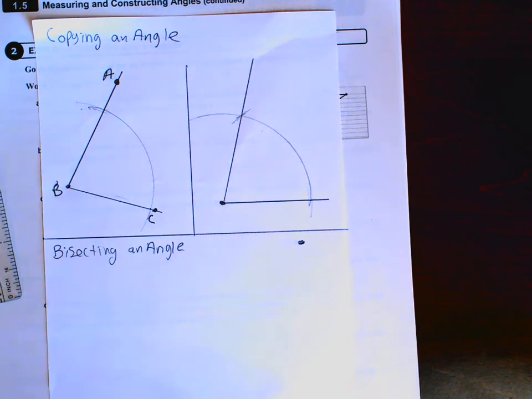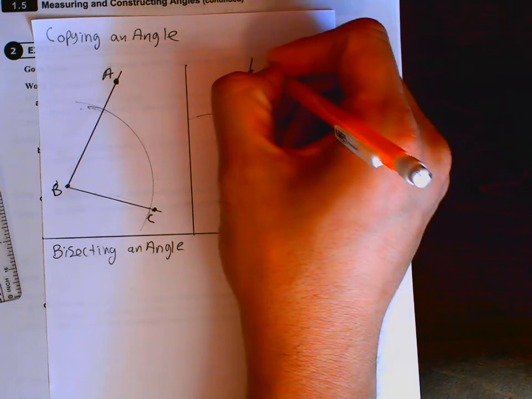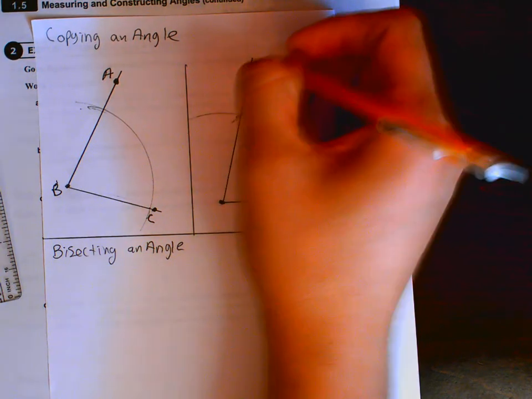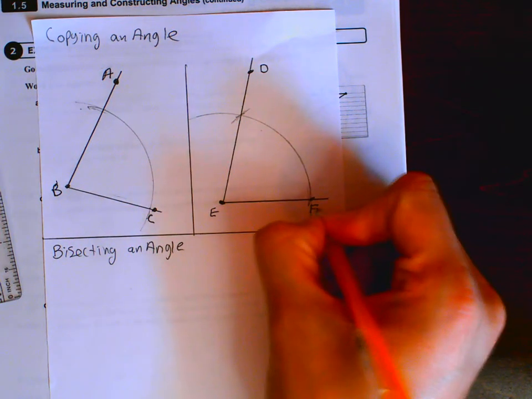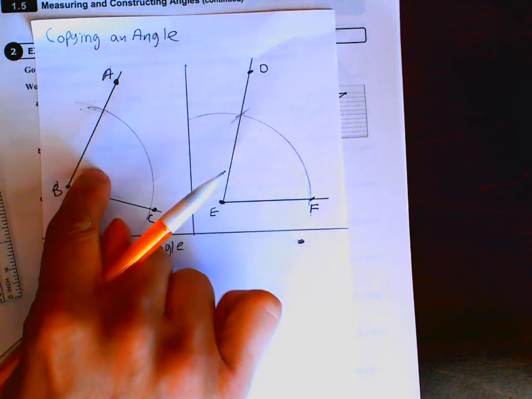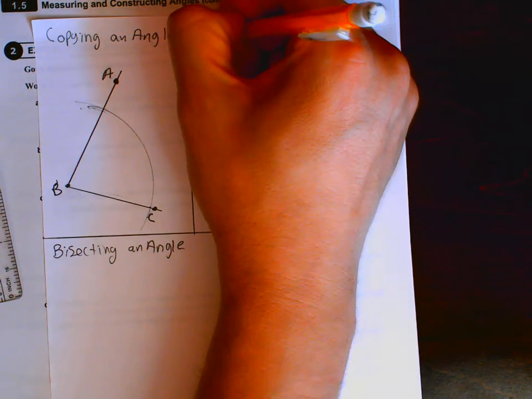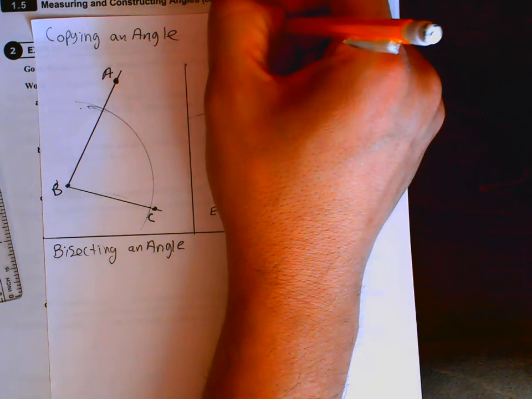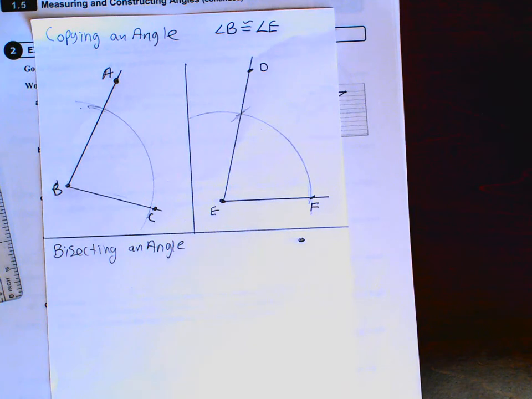Now pick a point anywhere on this segment or this line, and I'm going to call that D, E, and F. Now what did I just do? I pretty much just copied this angle and this angle. Therefore, angle B is now congruent to angle E. And this is how you copy an angle.